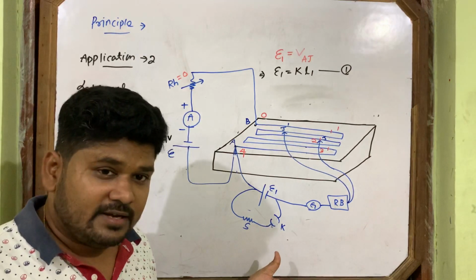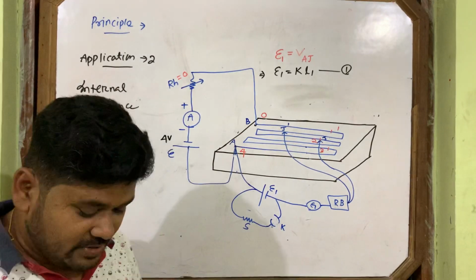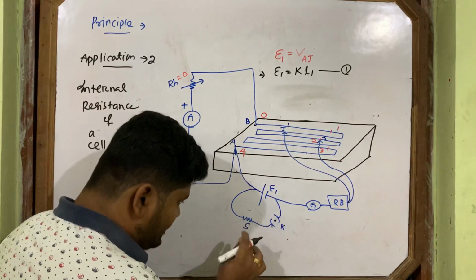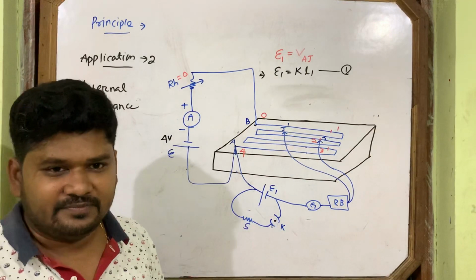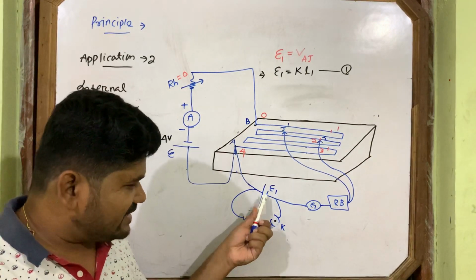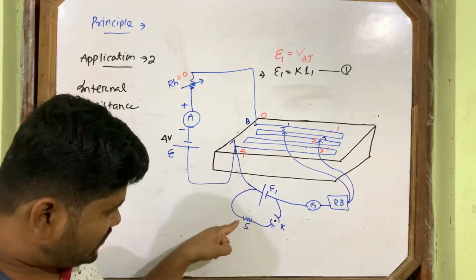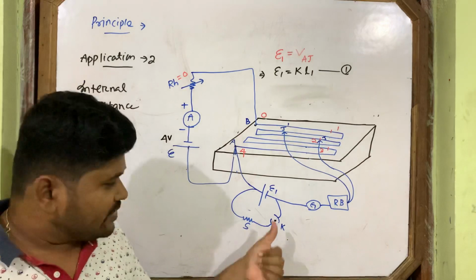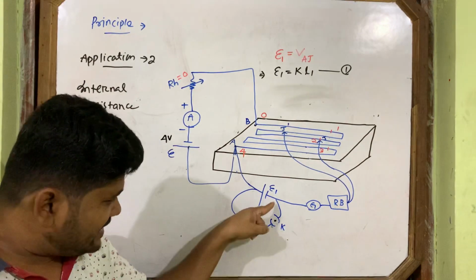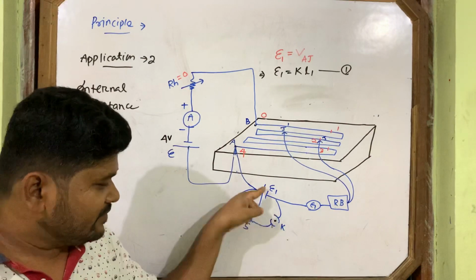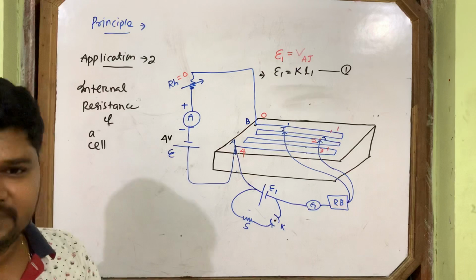Now key K is closed. If key K is closed, this resistance is connected with the cell. If this resistance is connected with the cell, what happens? You see one small circuit here: cell and external resistance. In this circuit, current starts flowing.